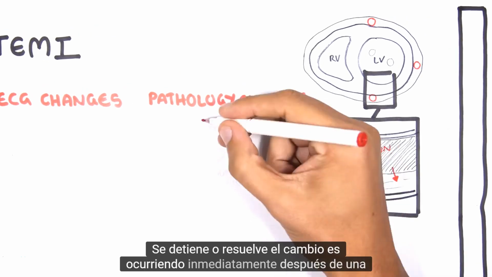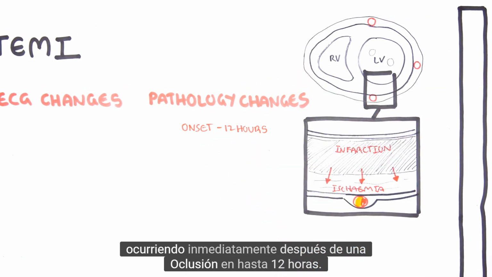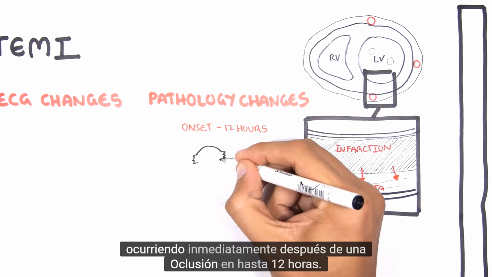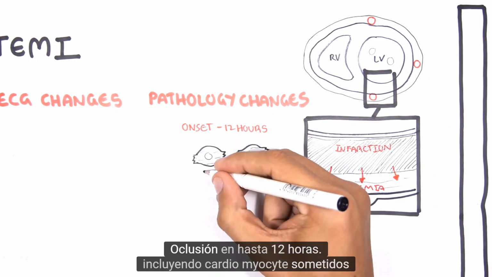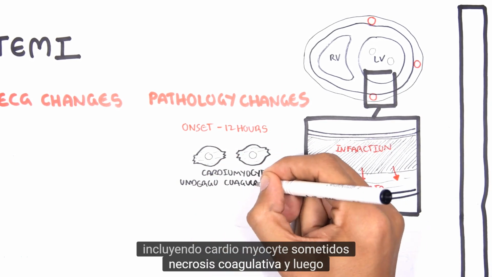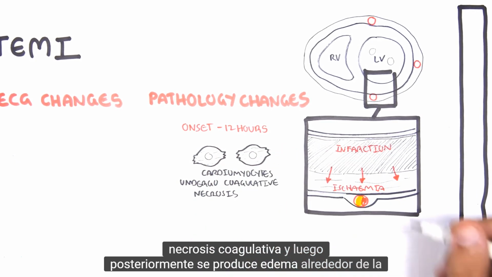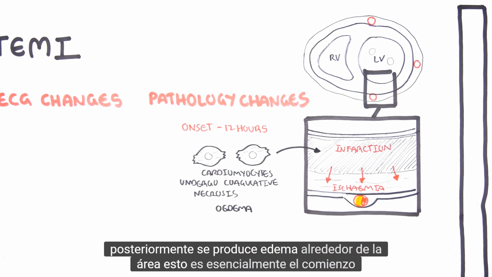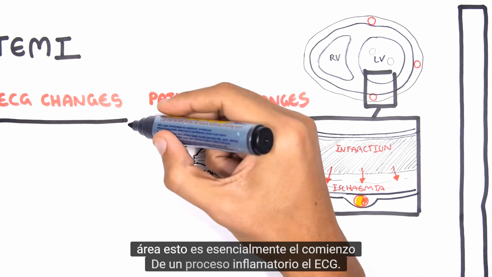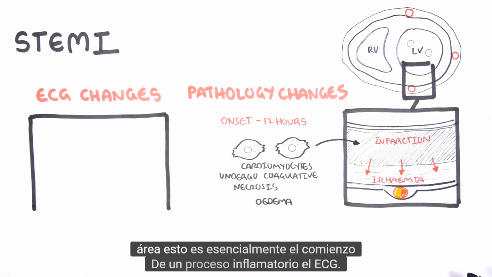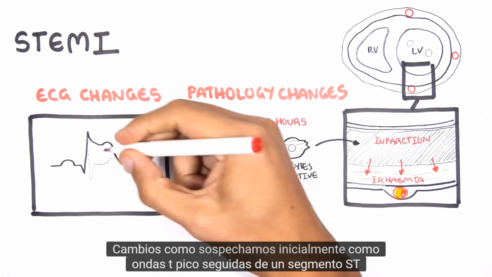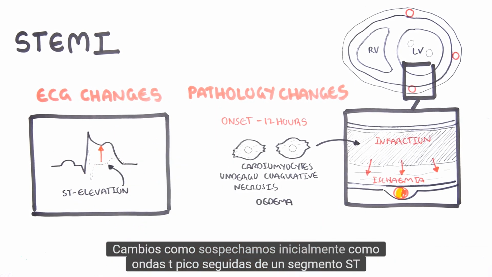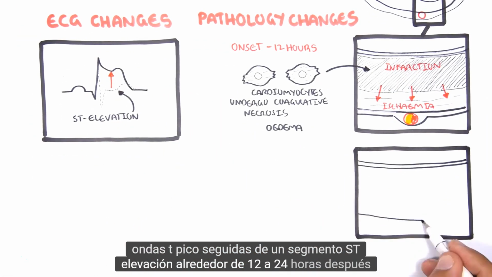The changes occurring straight away following an occlusion and up to 12 hours include cardiomyocytes undergoing coagulative necrosis, and then subsequently edema occurs around the area. This is essentially the beginning of an inflammatory process. The ECG changes, as we suspect initially, are a peaked T wave, followed by an ST segment elevation.